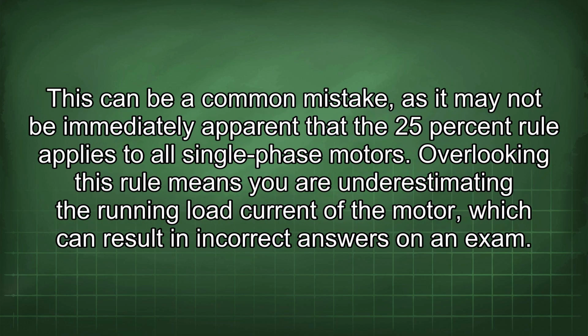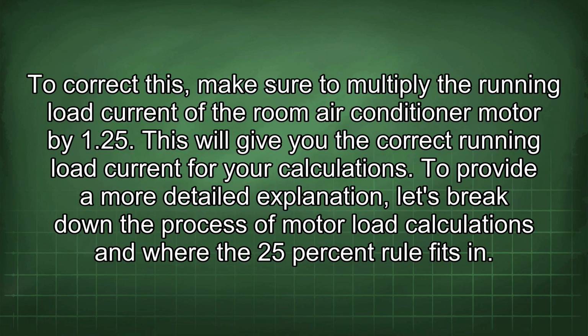It is possible that you are not factoring in the 25% rule for the room air conditioner motor. This can be a common mistake, as it may not be immediately apparent that the 25% rule applies to all single-phase motors. Overlooking this rule means you are underestimating the running load current of the motor, which can result in incorrect answers on an exam. To correct this, make sure to multiply the running load current of the room air conditioner motor by 1.25. This will give you the correct running load current for your calculations.